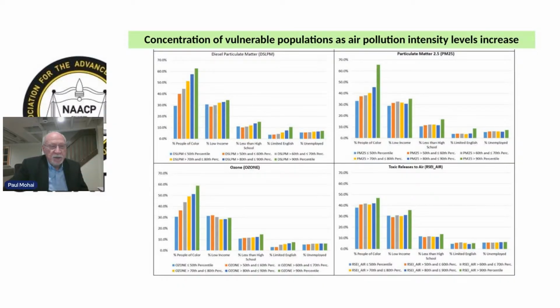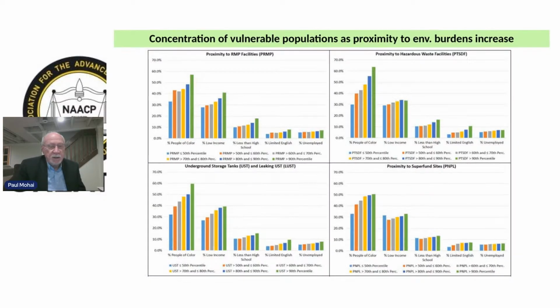And you see pretty much the same patterns as I showed you for diesel PM. There's some variation, but the patterns are essentially the same. Here are some of the results for the air pollution concentration indicators, and then here are another 4 examples of the proximity to hazardous sites indicators. And again, you see similar patterns.